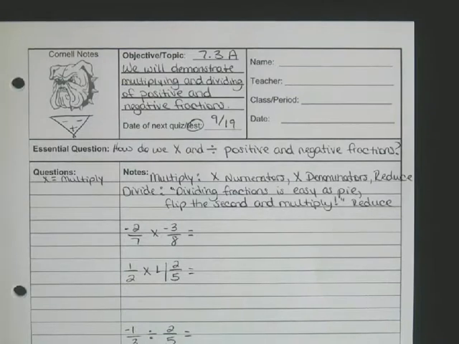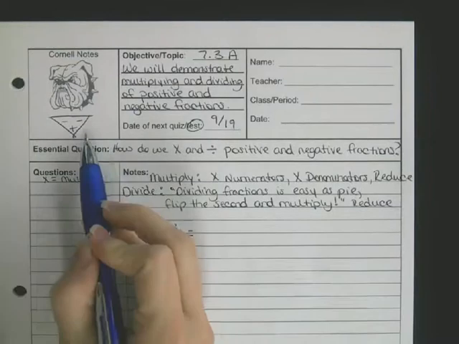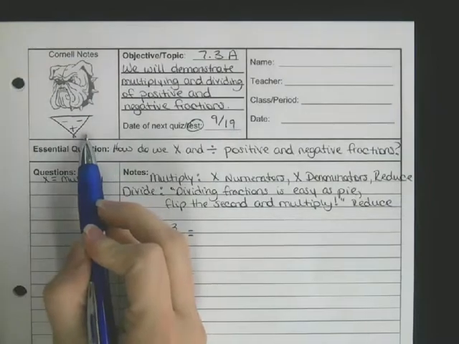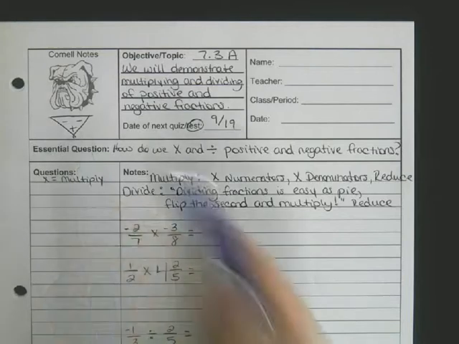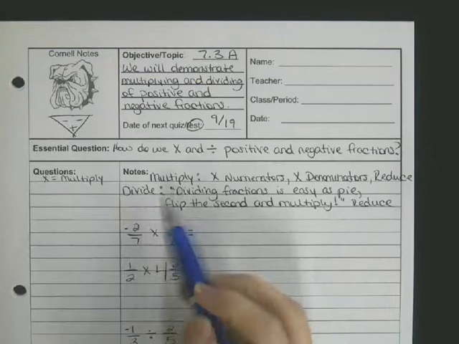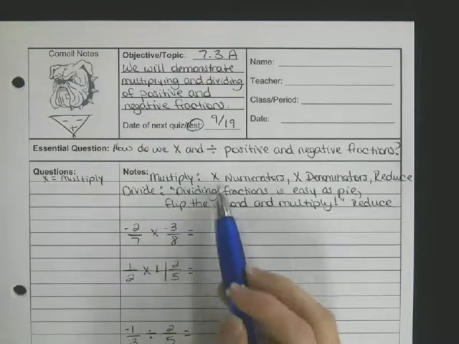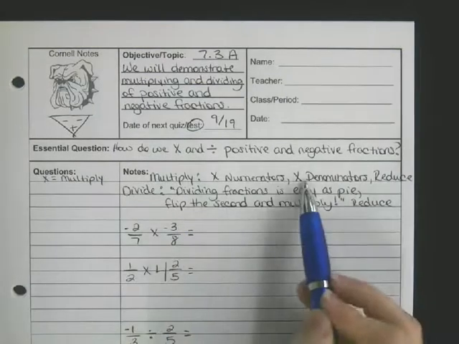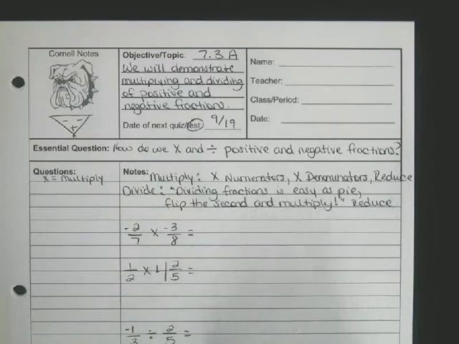Well, if we're multiplying and dividing with positives and negatives, we have to remember Mike Dude or Molly Dude. So I drew this up here in the corner just so I can refer to it as I'm solving these problems. Whenever we multiply, we simply multiply the numerators, multiply the denominators, and then reduce. So let's try that on two problems.